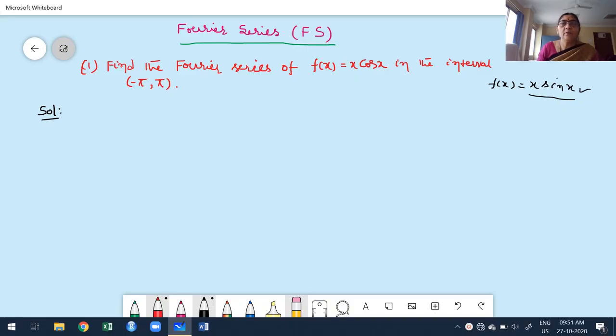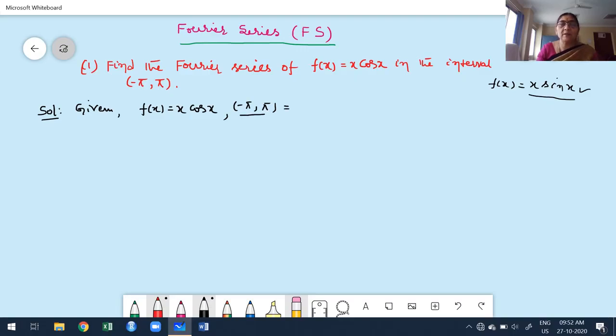Now I'm going to explain how to solve the function f of x equal to x cos x in the interval minus pi to plus pi. The very first step, as I told you, we already discussed in the previous videos. Given f of x equals x cos x over the interval minus pi comma plus pi. Before starting, first observe the given interval. My given interval is minus pi to pi.